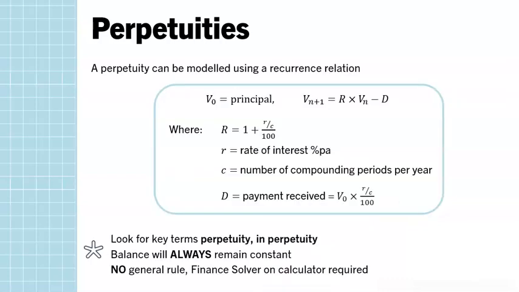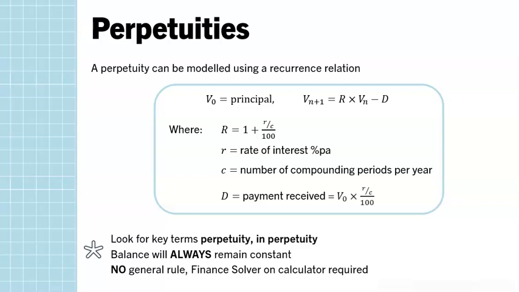When we consider perpetuities being modelled as recurrence relations, all of the components are the same as what we have seen before. So our V0, our initial amount, is that principal amount being invested. And then Vn plus 1 equals R, big R, being our rate, so 1 plus the interest rate over the compounding periods over 100, times Vn minus D, the payment amount.